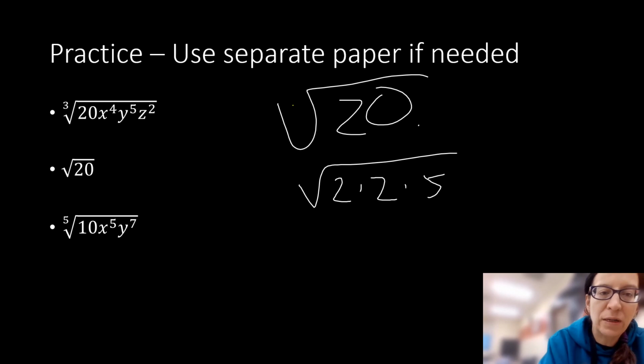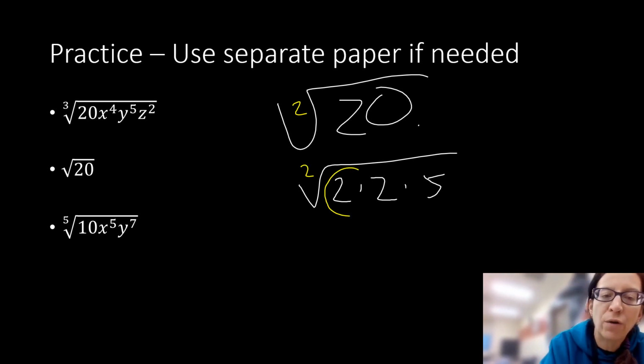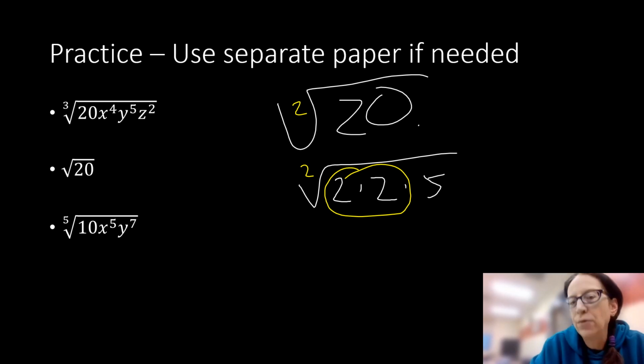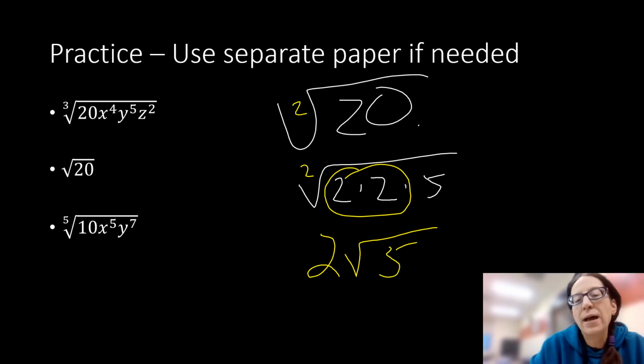Now remember, when you have a square root, it is implied that the index is a 2, so you're looking for a group of 2. The square root of 2 squared is just a 2, and what's left under the square root is a 5. So that simplifies into 2 root 5. You might hear 2 root 5, 2 square root 5, 2 times the square root of 5. You could hear 2 radical 5. Okay, so there's a lot of different ways you might hear that presented verbally.